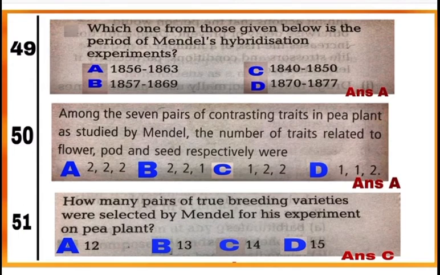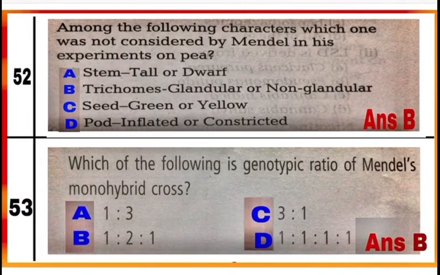Question 51. How many pairs of true breeding varieties were selected by Mendel for his experiment on pea plant? Option is 14. Question 52. Among the following characters, which one was not considered by Mendel in his experiments on pea? Option B. Trichomes, glandular or non-glandular character was not considered by Mendel in his experiments.